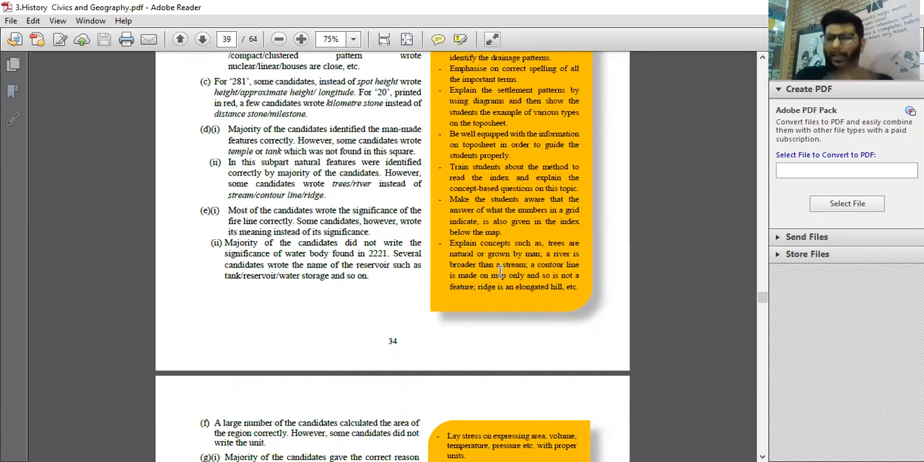Plus, we also need to make the students aware that when it comes to the symbols which have been mentioned, at any point of time if you're getting lost, you can always refer to the symbols which are there. But do not completely rely upon that. You should be knowing your symbols very well. It is just for a reference that you can refer to.